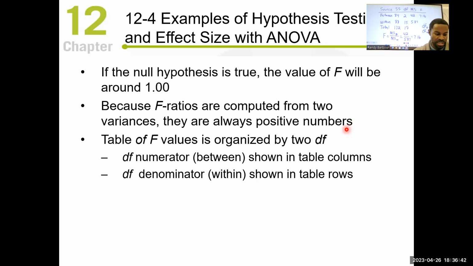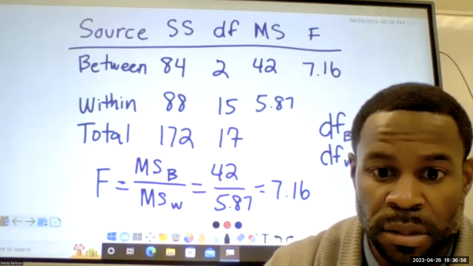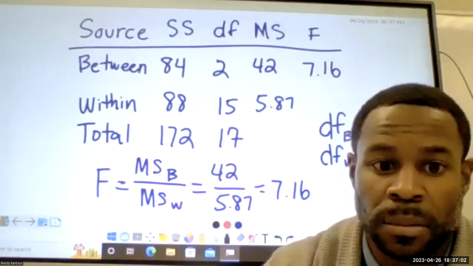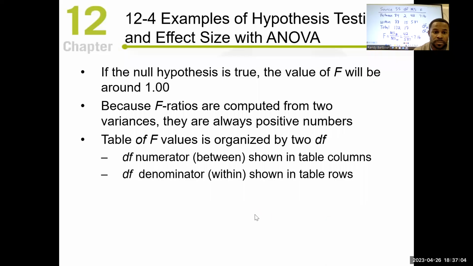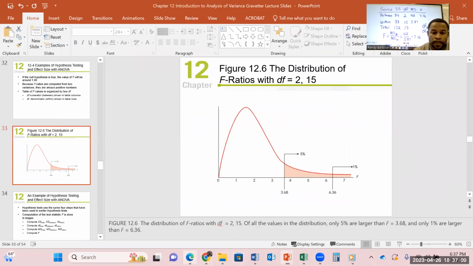So here is what we'll be using, right? If we're using a 5% significance level, and we have an F ratio, it is always going to be one-tailed, right? We're going to show you how that works, okay? So let's go here. Let me share my screen. We're going to go here.